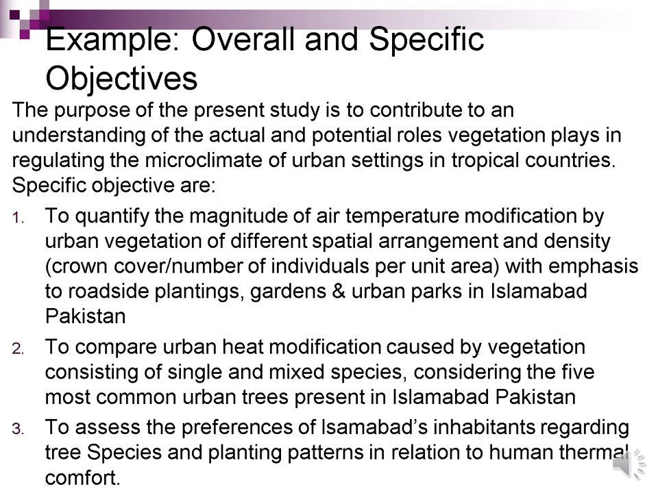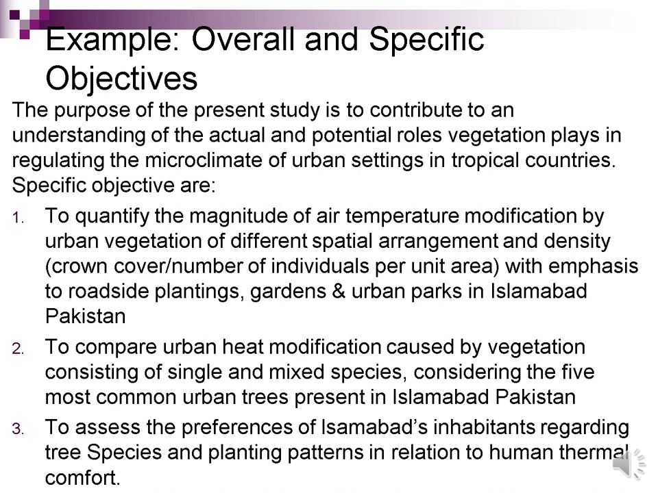The purpose of the present research is to contribute an understanding of the actual and potential roles vegetation plays in regulating the microclimate of urban settings in tropical countries. The specific objectives are to quantify the magnitude of air temperature modification by urban vegetation of different spatial arrangement and density, that is crown cover, number of individuals per unit area, with emphasis on roadside planting, gardens and urban parks in Islamabad, Pakistan. So this is one very specific objective of the research.